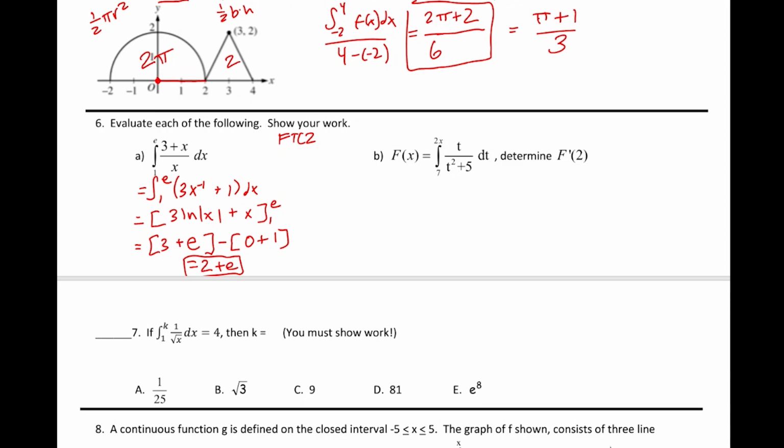Okay, part B, we're trying to figure out what is f prime of 2. Okay, so since we're going to need to differentiate this integrable function, that's our clue that we're going to use FTC1. Okay, basically what we want is the derivative of this.